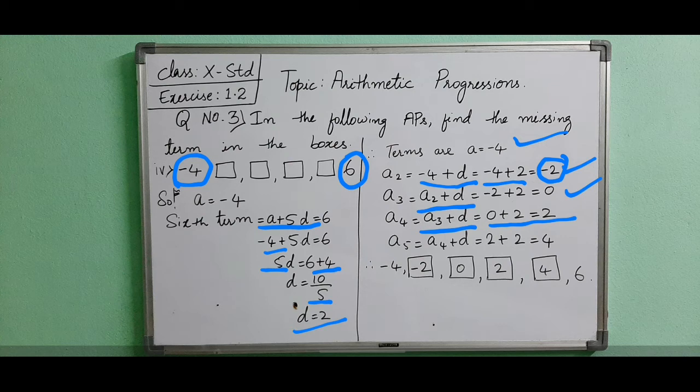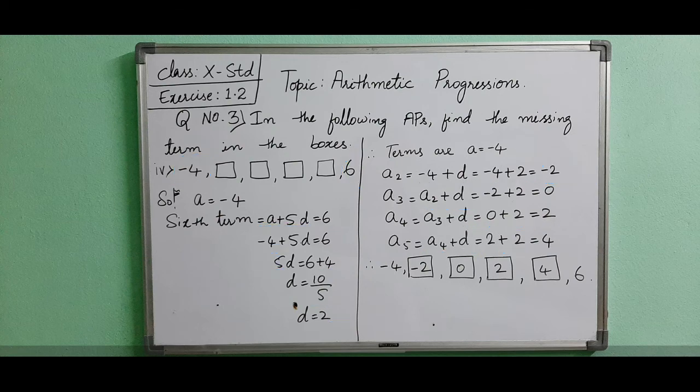Then a5. a5 is nothing but a4 plus d. a5 means the previous number, and the previous is a4. a4 plus d. a4 is 2, d is 2. So 2 plus 2 is 4. So the terms are minus 4, and 6 is already given. So the second term is minus 2, third term is 0, fourth term is 2 and the fifth term is 4. With this we will take the last question of this bit, the fifth question.